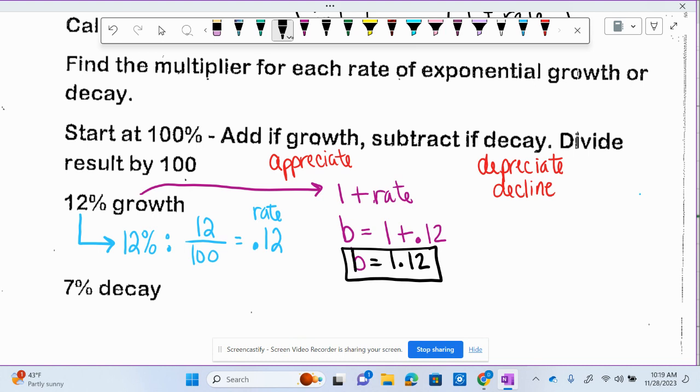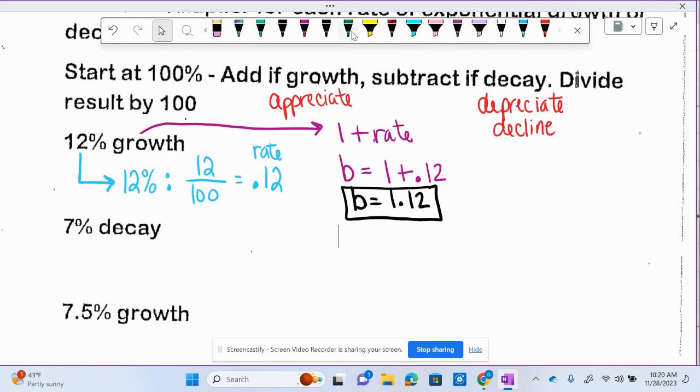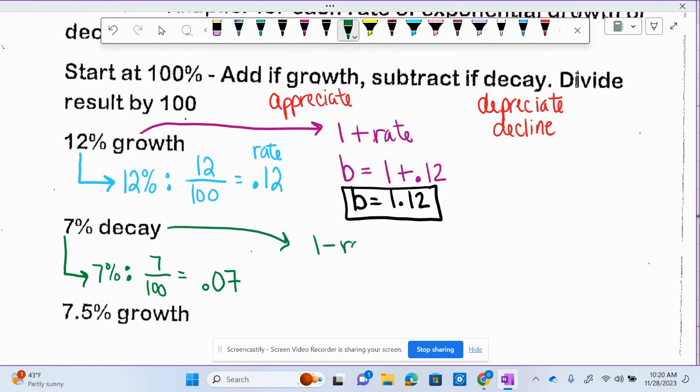We're going to do that with every single one of these on this first section. We're going to find the multiplier, the B value. So let's look at 7%. When I turn it to a decimal, that's 7 divided by 100, 0.07. This is decay. That means I take 1 minus my rate. So B equals 1 minus 0.07. B is 0.93.